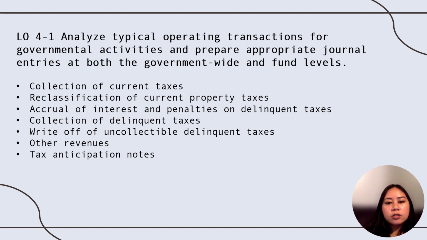These are sources that are not measurable until received in cash. Under modified accrual, if revenues are measurable in advance of collection and are available for current period expenditure, they are accrued and recorded in a journal entry.